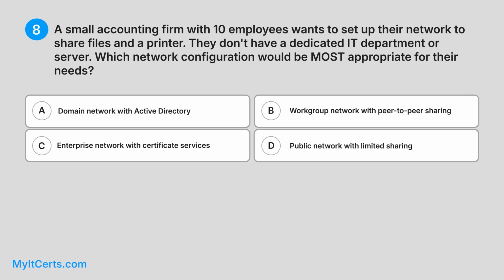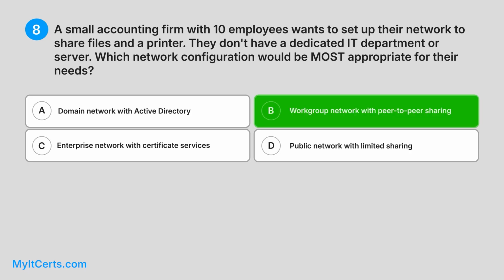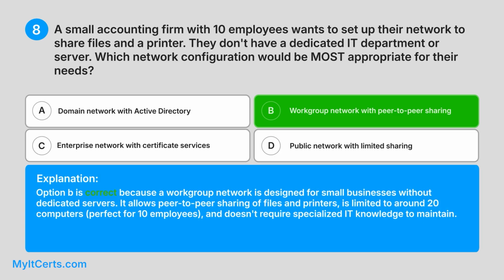Correct answer. B. Workgroup network with peer-to-peer sharing. Explanation. Option B is correct because a workgroup network is designed for small businesses without dedicated servers. It allows peer-to-peer sharing of files and printers, is limited to around 20 computers, perfect for 10 employees, and doesn't require specialized IT knowledge to maintain.